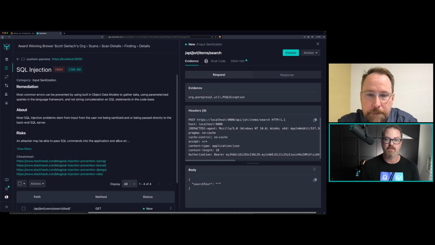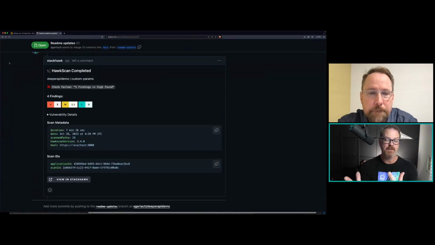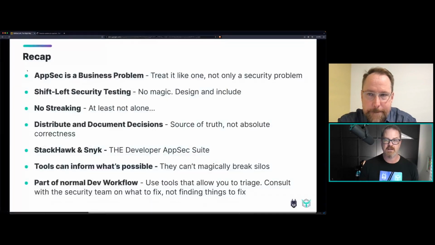And by the way, when they merge code, it's going to end up doing this again, but they can also test it on their local machine before they do that to go, yeah, I got this fixed. Snyk code says it's good. StackHawk says it's good. I'm going to push that into CI/CD. My checks are going to pass, and I can get this PR merged. I think that's all we got for everybody.